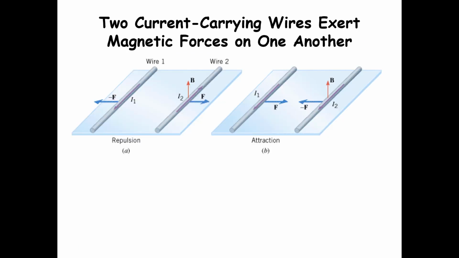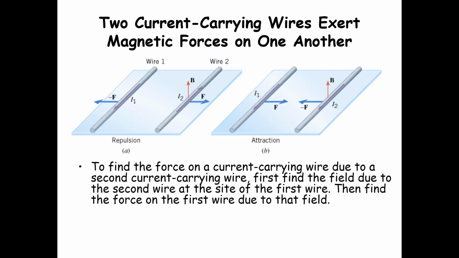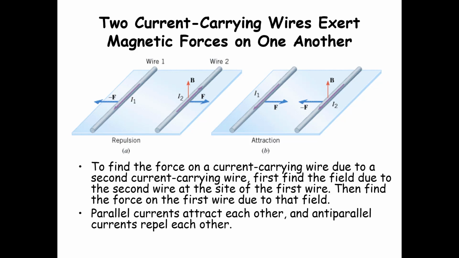If we have two current carrying wires exerting magnetic force on one another, wire 1 and wire 2, and they have anti-parallel currents like this, the currents repel each other. If we have parallel currents, I1 and I2, they attract each other.